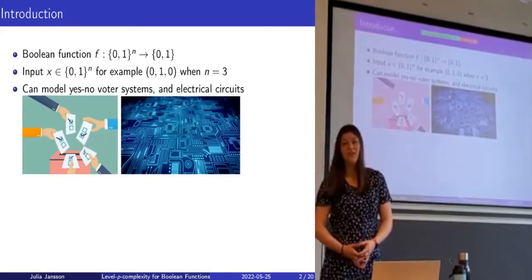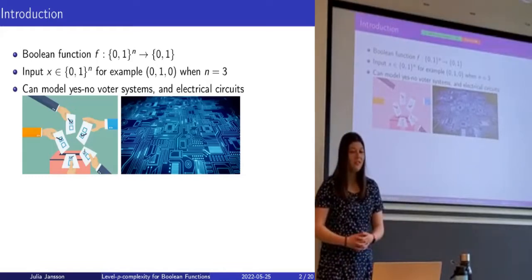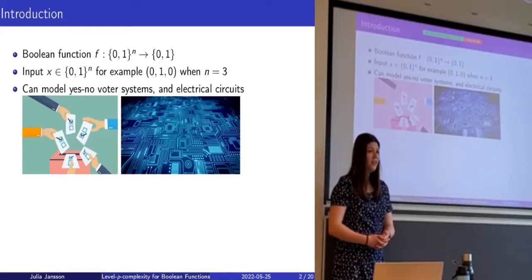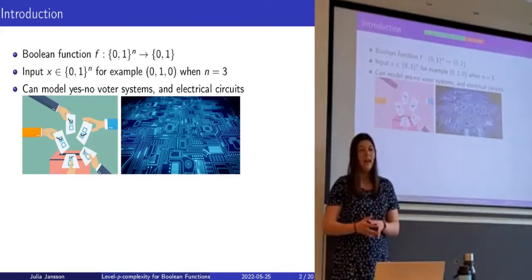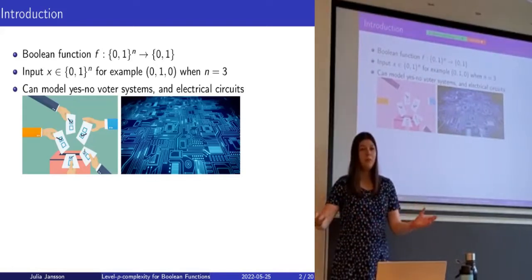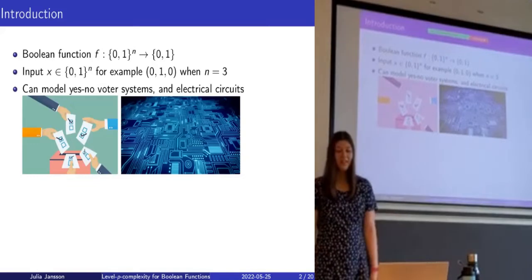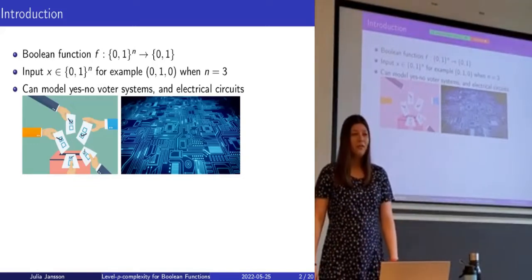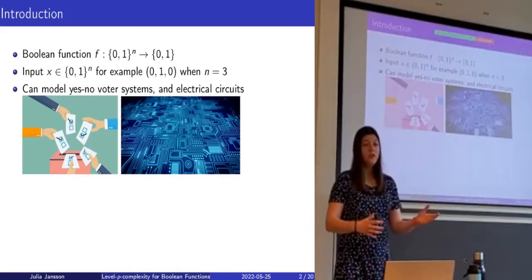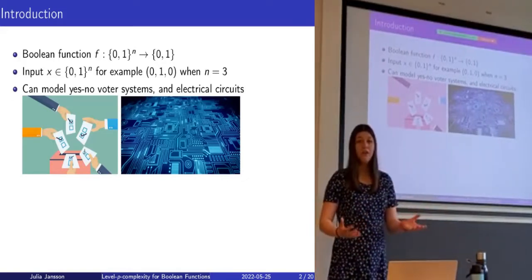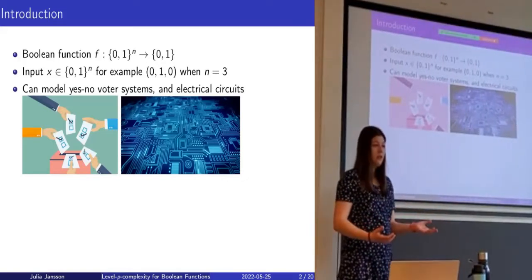Boolean functions can model yes/no voter systems and electrical circuits. In the circuits, we have logic gates, and these are also the building blocks of all modern technology. And regarding voter systems, we have n votes that are yes or no, and then the Boolean function is determining the output of the election.